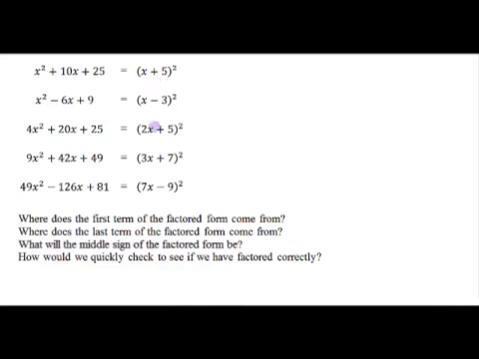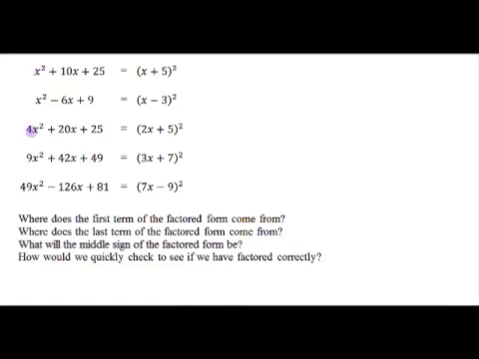Okay, when we were squaring binomials, then we always got 3 terms. So we're just taking this backwards. So where does the first term of the factored form come from? Where does this come from? It's going to be the square root of this.